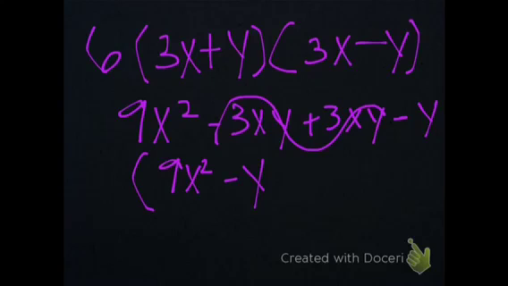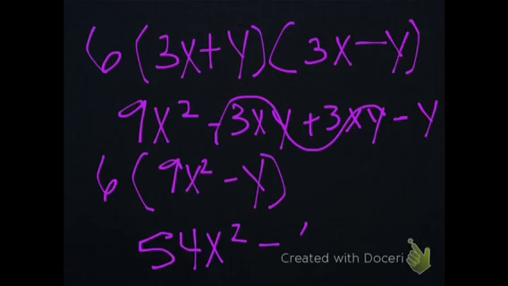Now we bring down the 6, and 9 times 6 equals 54, x squared, subtract 6y squared. So now we know that we have the right answer, and that 6 times 3x plus y times 3x minus y is the correct answer.